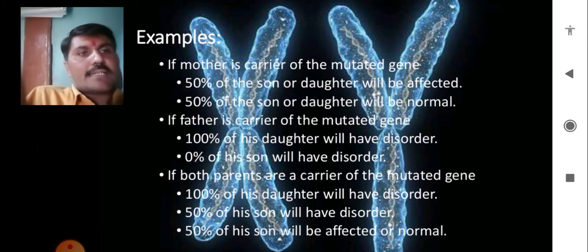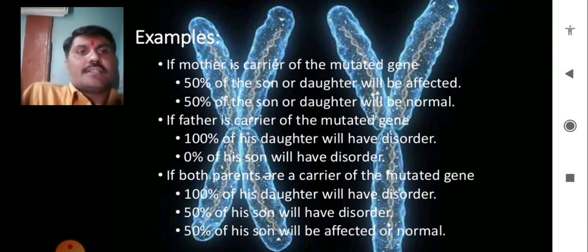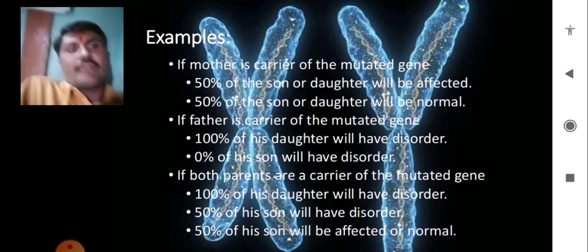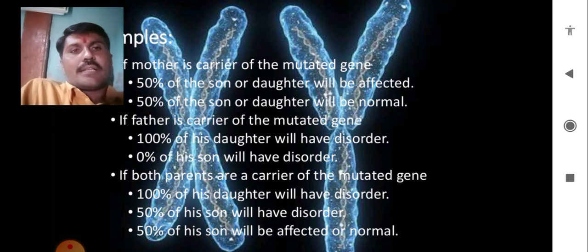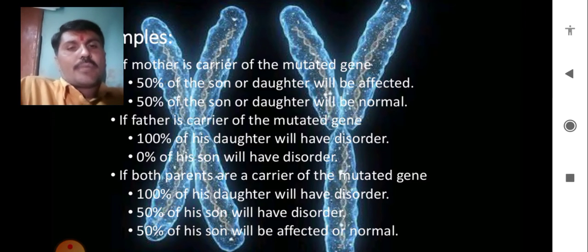If both parents are carriers of the mutated gene, 100% of the daughters will have the disorder, and 50% of the sons will have the disorder, and 50% of the sons will be affected normally.